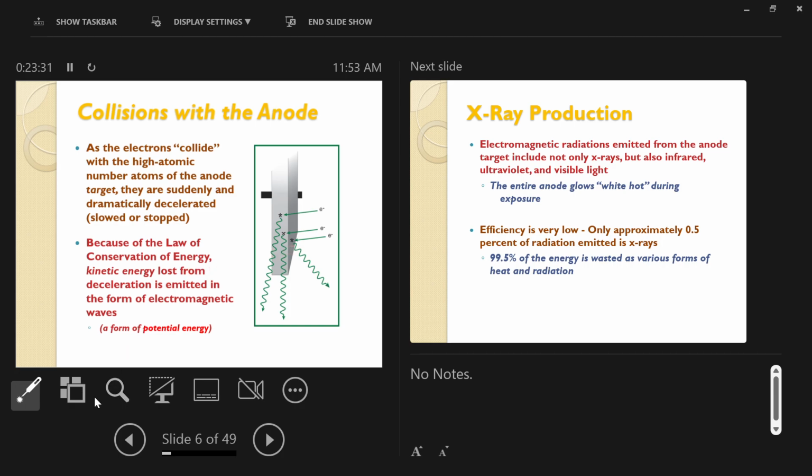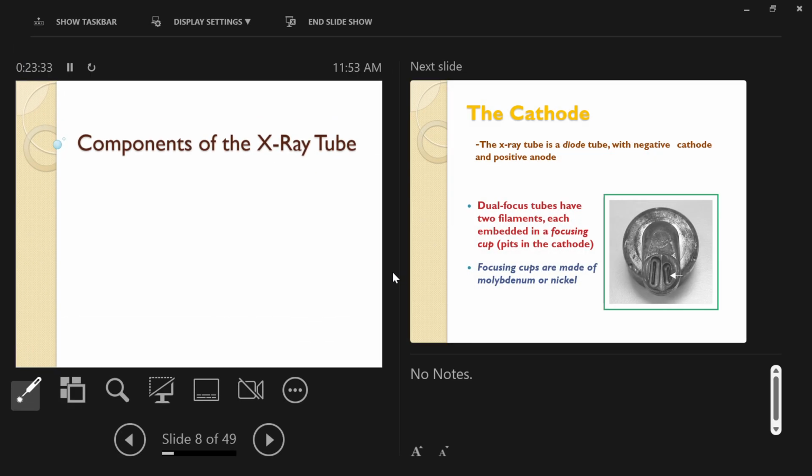Okay, good. Let's get into our X-ray tube component.